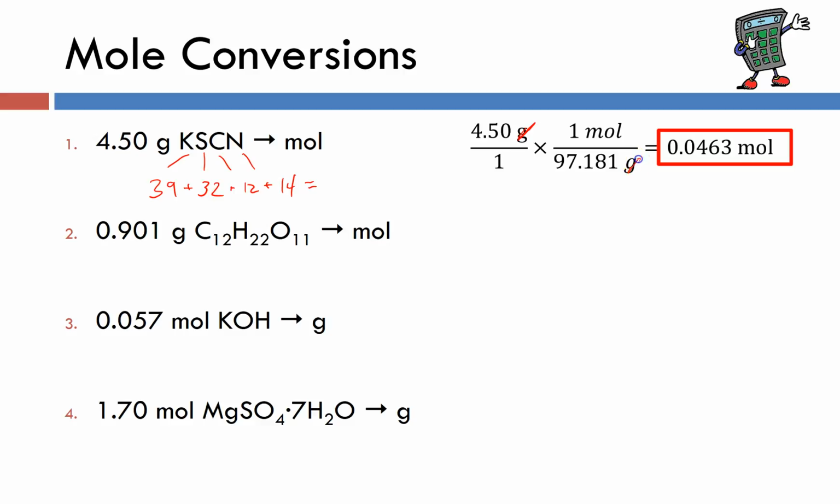But it's the same idea. Get the units you don't want to cancel out, and it'll leave you with the units you are interested in if you set everything up correctly. Pause the video, try out questions 2, 3, and 4.